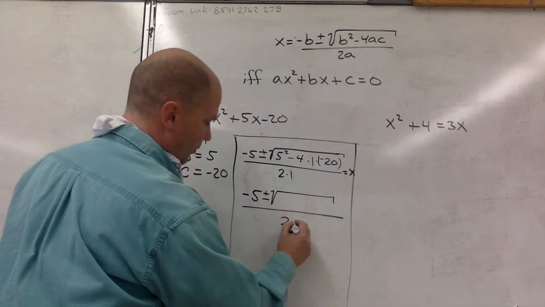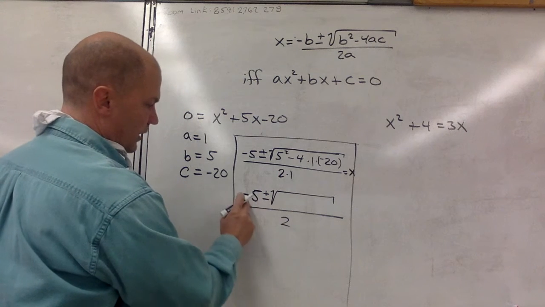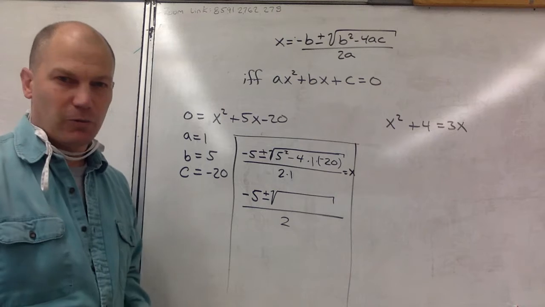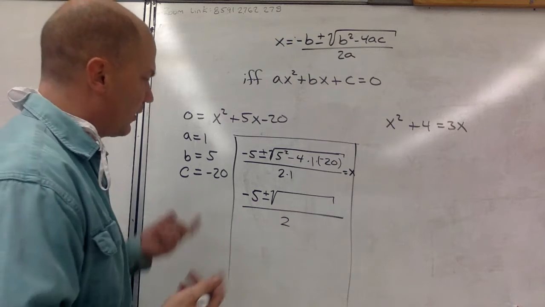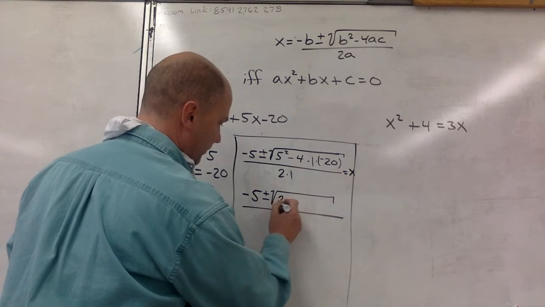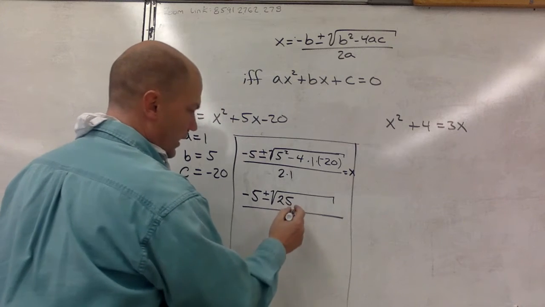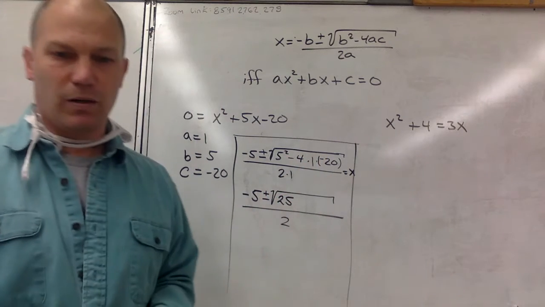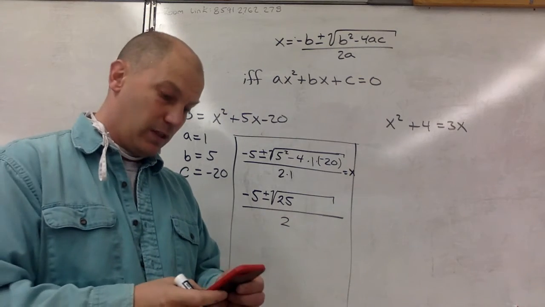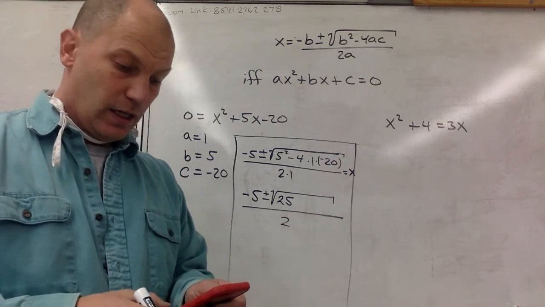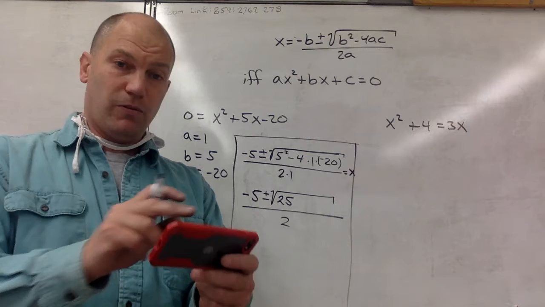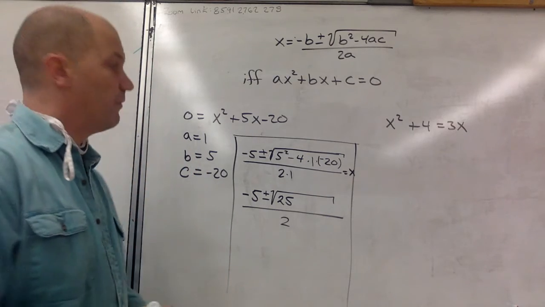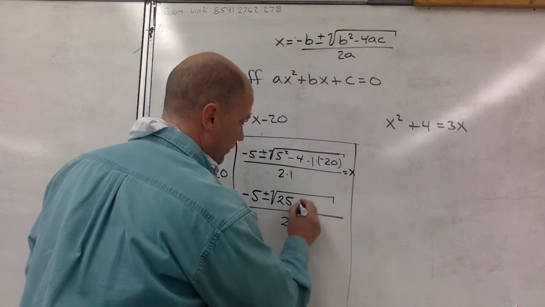I'm going to have 2 times 1 is 2. Negative 5 is just negative 5. But I need to do this math out. Well, 5 squared, I can do that in my head. I can go 5 times 5 is 25. And then it's negative 4 times 1 times negative 20. So I can pull out my calculator. Negative 4 times 1 times negative 20, and I will get an answer of positive 80.